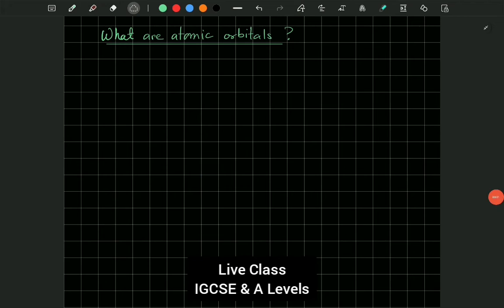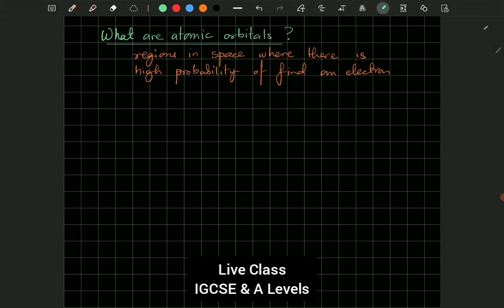Just a quick question. What are atomic orbitals? You study atomic orbitals in AS chemistry, and this is something that's extremely important. So these atomic orbitals are regions in space where there's a very high probability of finding an electron, and it's usually around the nucleus. Let me explain.